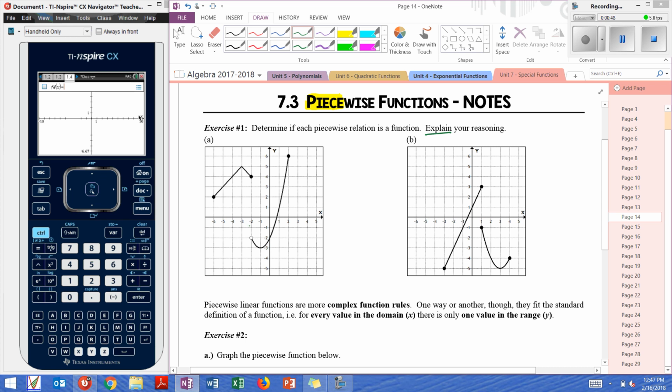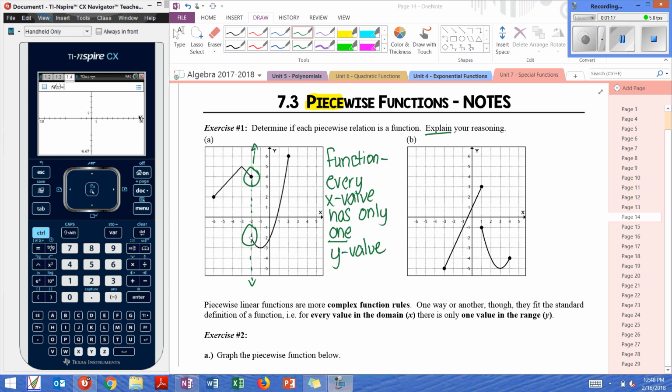So A is a function. Now, every other part of the graph looks fine. I'm just going to draw this line here because this is where we should always be careful. Now, it may initially look like it's not a function, but remember, an open point means it does not equal. So this is actually a function. And if we explain, it's because every x value has only one y value.